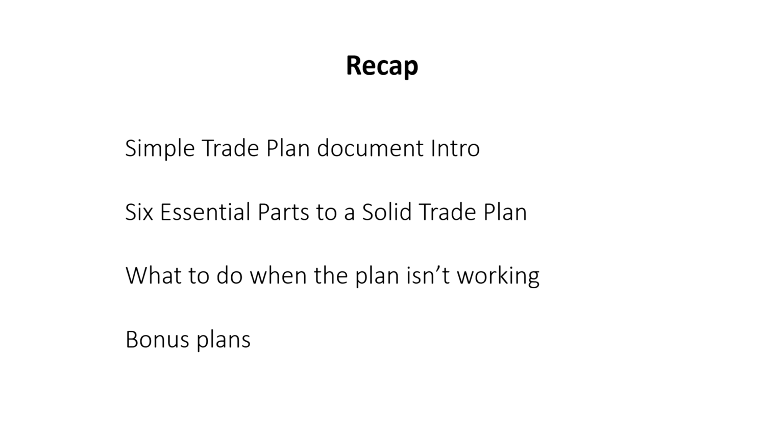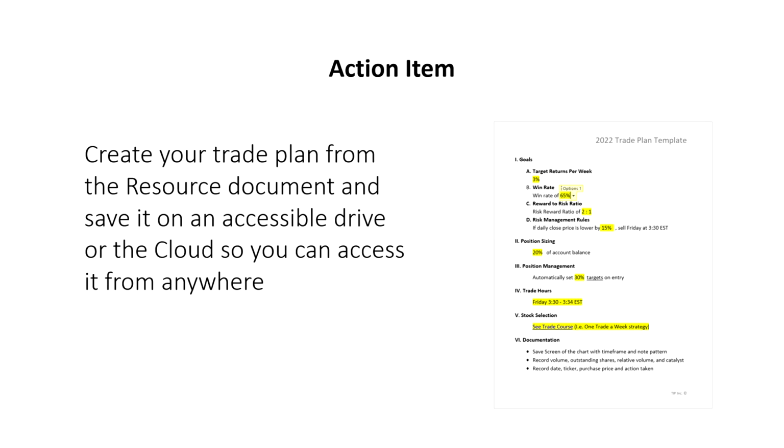And to recap, we covered the simple trade plan, the document intro, and we covered the 6 essential parts to a solid trade plan, right? And they are all available in that simple trade plan document. So no need to go back and relook at the slides. They're all in the simple trade plan document for when you do this action item next. And we also covered what to do when the plan isn't working, right? Make a new plan. That was the big idea. And then some bonus plans are given to you in the resource section.